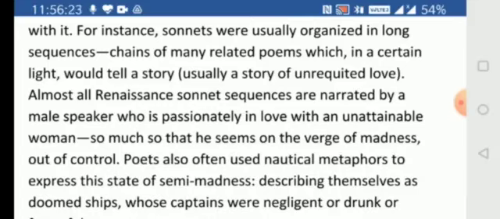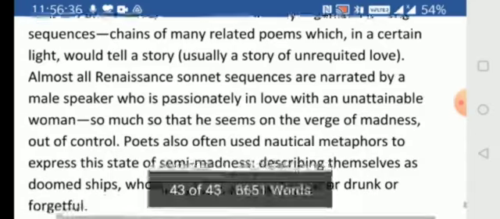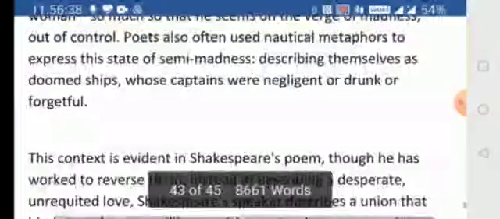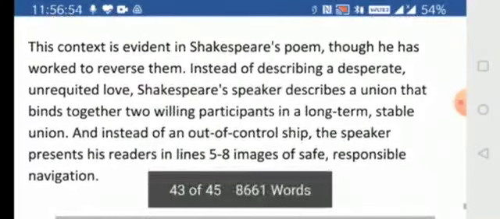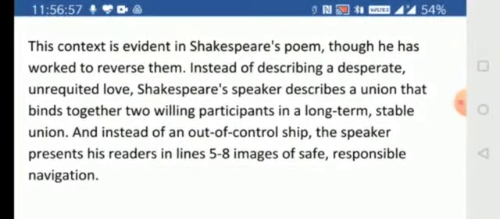Almost all Renaissance sonnet sequences are narrated by a male speaker who is passionately in love with an unattainable woman, so much so that he seems on the verge of madness, out of control. Poets also often used nautical metaphors to express this state of semi-madness, describing themselves as doomed ships whose captains were negligent or drunk or forgetful. This context is evident in Shakespeare's poem, though he has worked to reverse them.